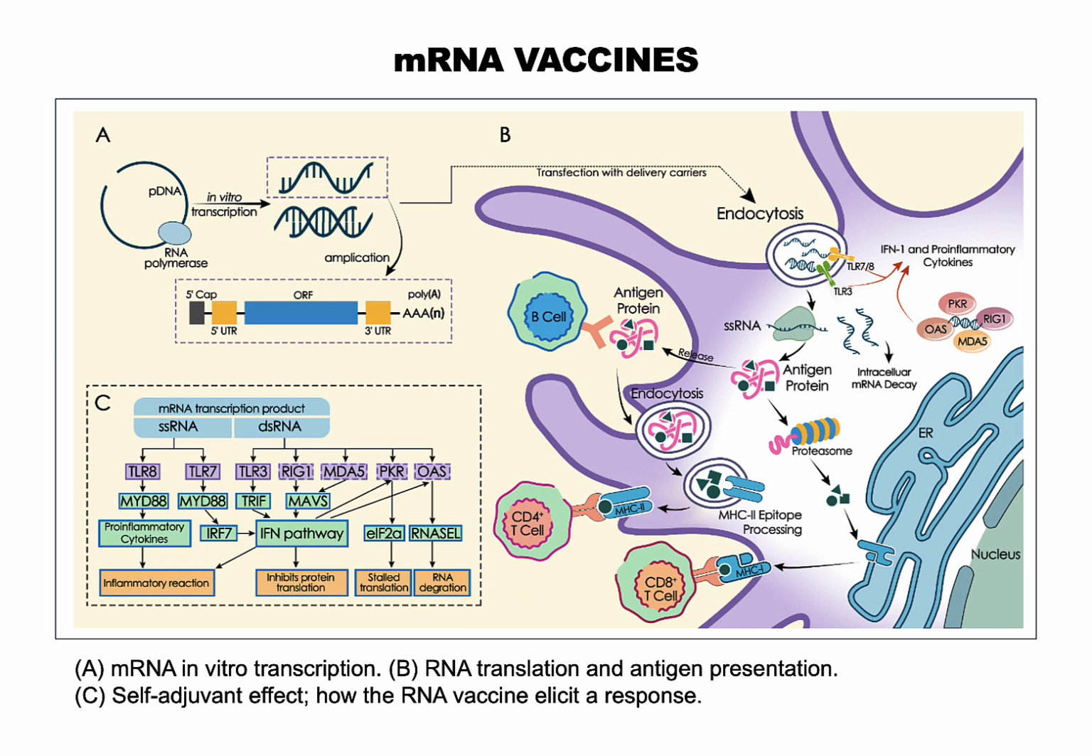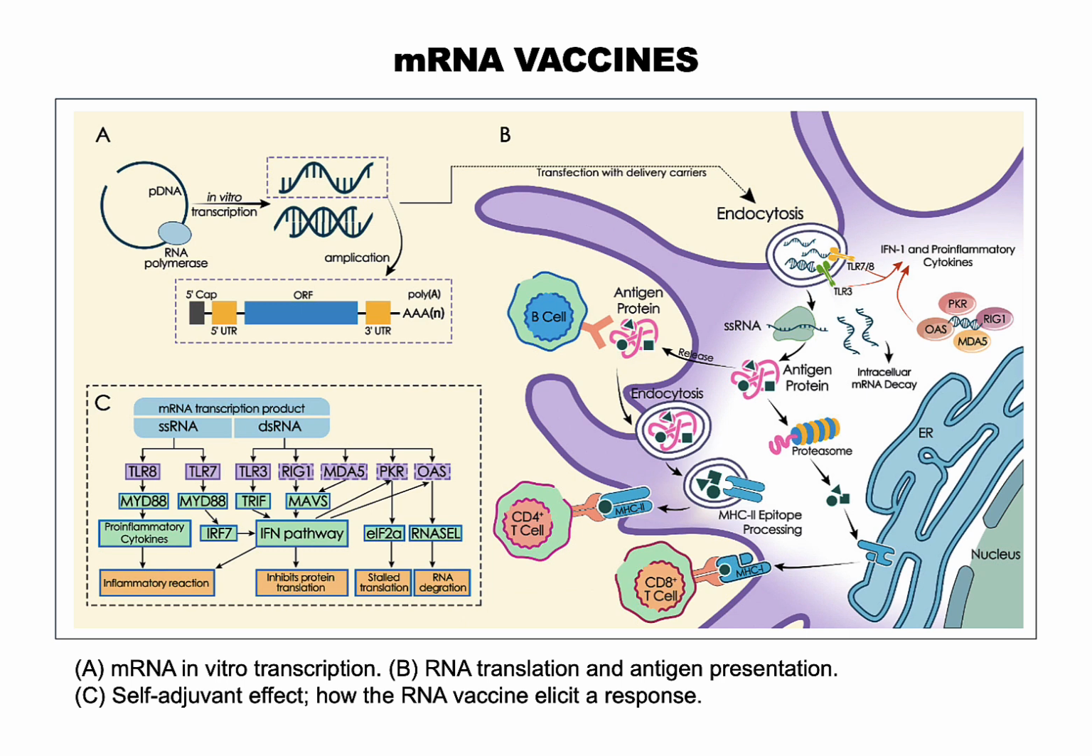B. RNA translation and antigen presentation. Through endocytosis, mRNA enters the cytoplasm. Some mRNAs combine with the ribosome of the host cell and translate successfully. Antigen proteins can be degraded to antigenic peptides by the proteasome in the cytoplasm and presented to cytotoxic T lymphocytes via the major histocompatibility complex 1 pathway, or they can be released out of the host cell and taken up by dendritic cells.